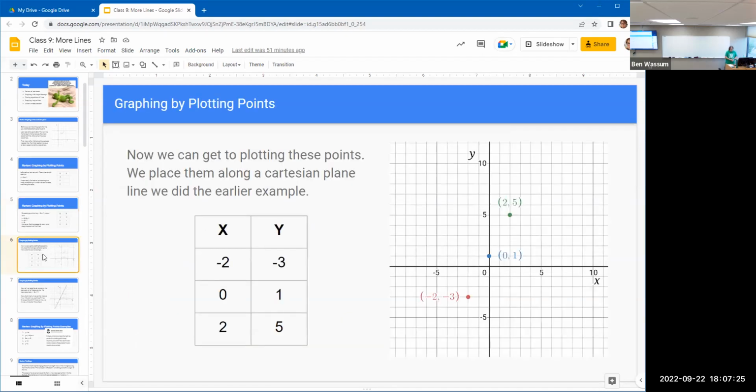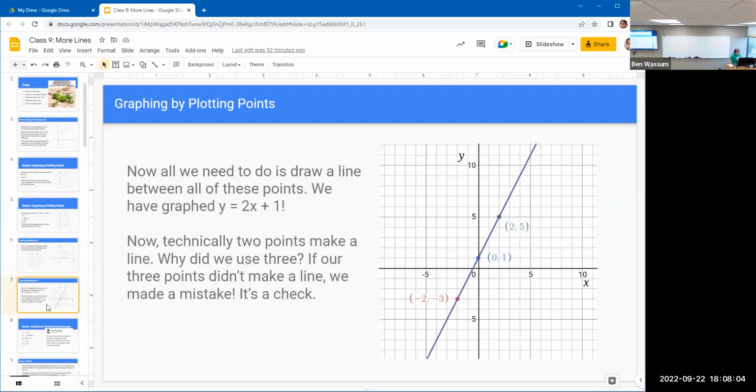Then you graph those on your plane. So (-2, -3), you go to the left 2 and down 3. (0, 1), you don't go left or right anywhere because the movement in the x is 0, but you do go up 1 to (0, 1). And then (2, 5), you move to the right 2 and then up 5. You draw those 3 points. You say, yay, I got points. Are they along a straight line? If they are, then you've not made a mistake, most likely. And you can just go ahead and draw a line between those points. And again, like I said last time, if you're graphing things by plotting points, you generally want to do 3 points.